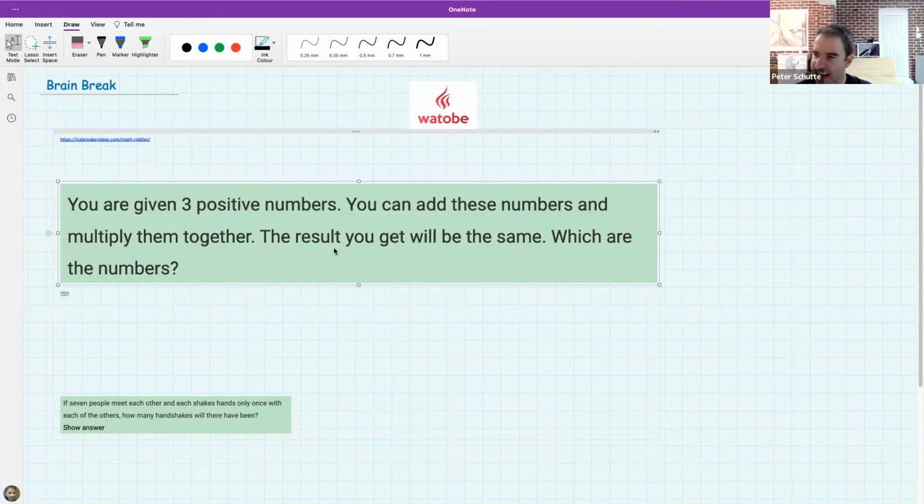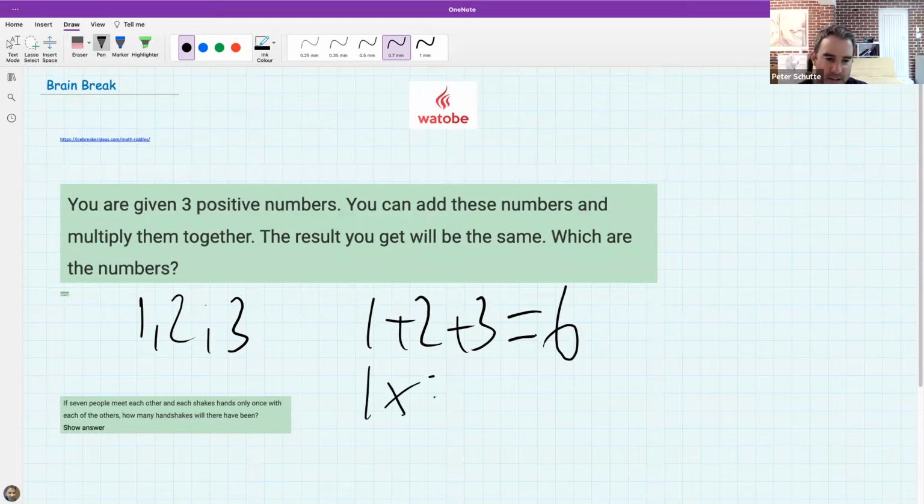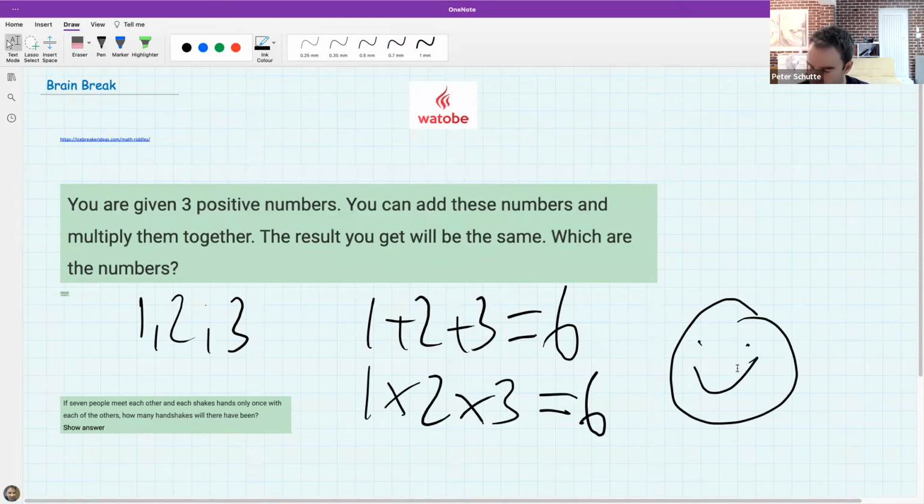Okay, Tanaka, I think you're on the right track there. If you imagine the numbers 1, 2, and 3, 1 plus 2 plus 3 is 6, and 1 times 2 times 3 is 6. So, Tanaka, you are indeed correct. Well done, Tanaka. 1, 2, 3, and Katlego, I see you also got that. Go, Katlego. Yes. Does that make sense?